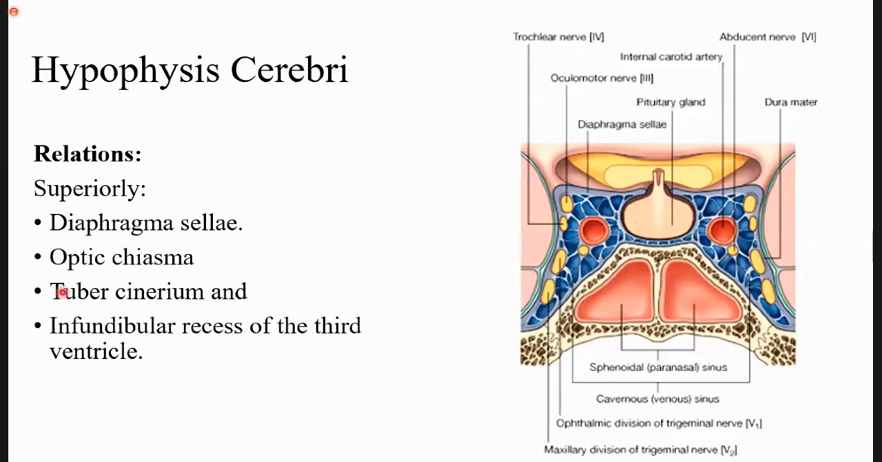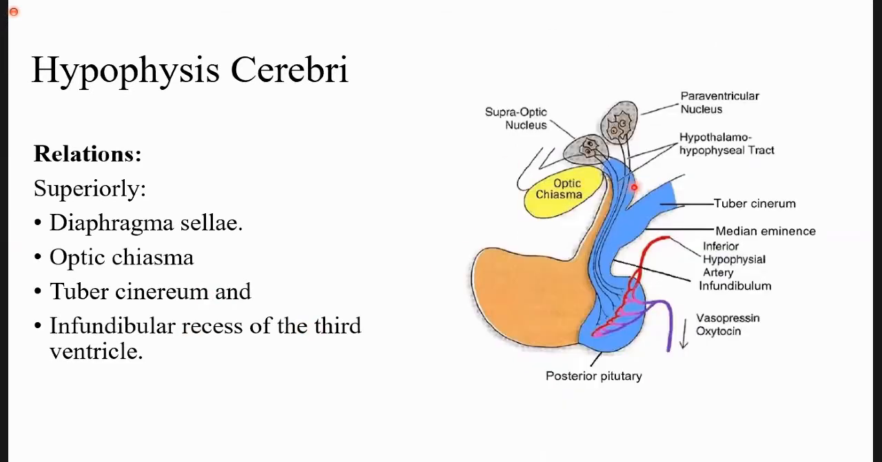right? Then there is the tuber cinereum, the lower part of the hypothalamus, and the infundibular recess. You can see here, this is the infundibular recess, right? And this is the optic chiasma. And tuber cinereum is the name given to all this lower part, extending from the optic chiasma to the posterior region. That all is the tuber cinereum. And the infundibular recess is the extension of the third ventricle into the stalk of the pituitary gland.